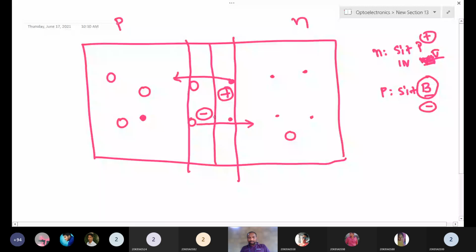Now this will continue until the equilibrium position is acquired, when an equal number of electrons and holes are there on both sides, or charge is balanced on both sides of the junction, and there is no flow of electrons. This is the equilibrium condition. Now our solar cell will work under reverse bias condition. Reverse bias means negative potential is connected to the positive terminal of the battery.